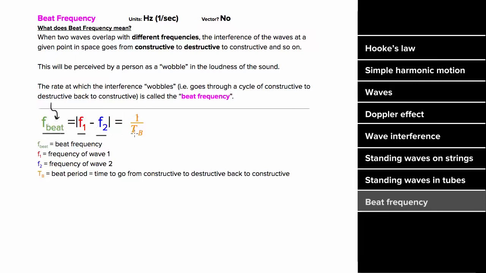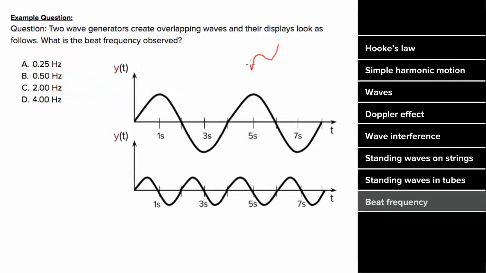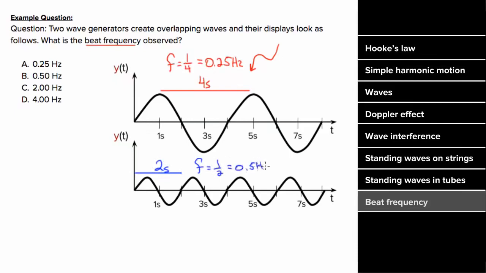So what would an example problem involving beat frequency look like? Let's say these two waves were overlapping and we want to determine the beat frequency. The period of the first wave is 4 seconds. That means the frequency of the first wave is 1 over 4, or 0.25 hertz. And the period of the second wave is 2 seconds, which means the frequency is 1 over 2, or 0.5 hertz. To get the beat frequency, you subtract one frequency from the other. 0.5 minus 0.25 would be 0.25 hertz.